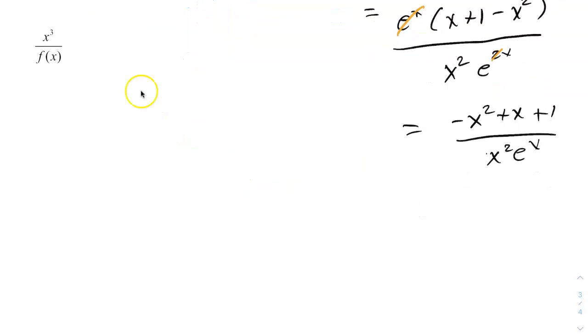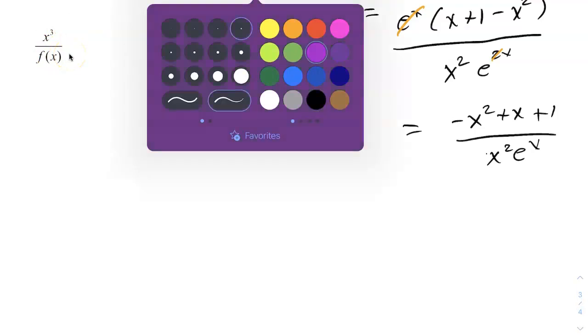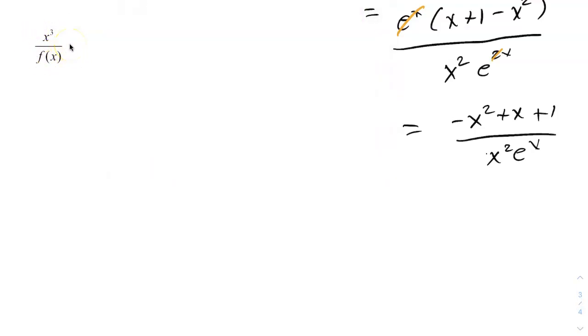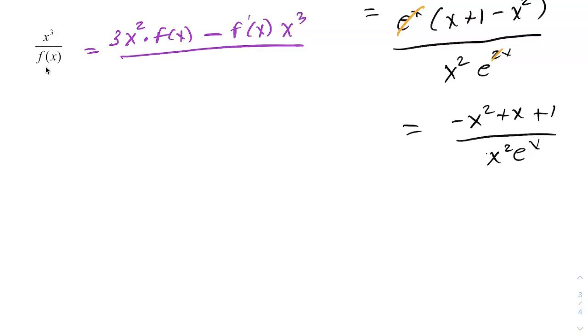Anyway, last one. Let's take the derivative of x cubed over f of x. So straight out this quotient rule. I keep on saying product rule, sorry. So we're going to do the derivative of the top, 3x squared, times the bottom left alone, minus the derivative of the bottom, which is f prime of x, times the top left alone, all over the bottom squared.